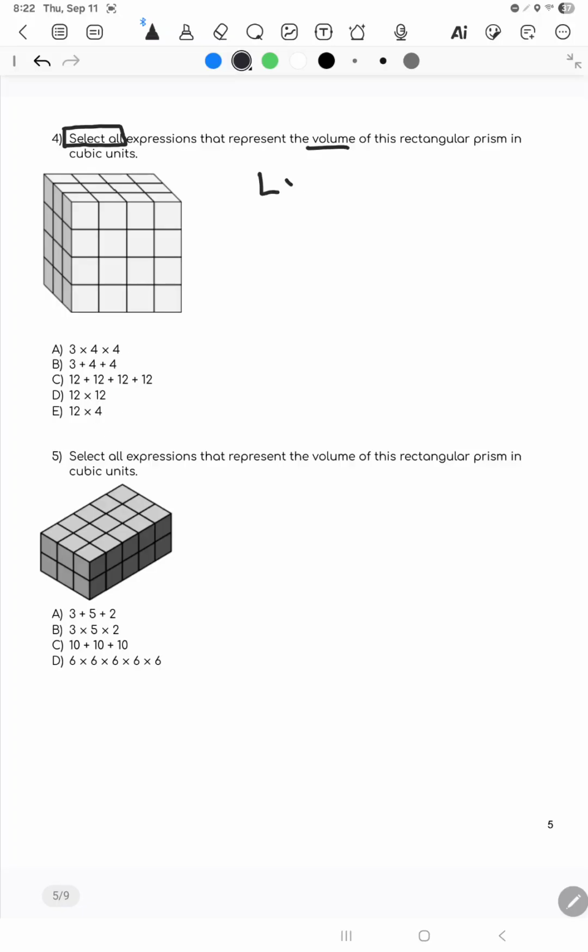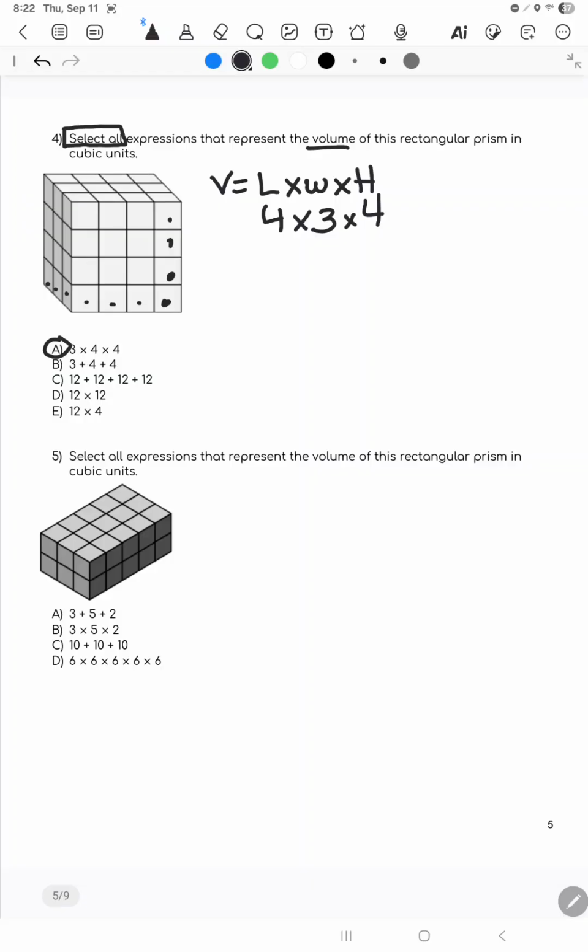So let me start there. Length times width times height is my formula. And I'm going to use the information in the figure. I've got 1, 2, 3, 4 for the length, 1, 2, 3 for the width, and 1, 2, 3, 4 for the height. Do I see that anywhere? 4 times 3 times 4. Sure, the order doesn't matter, but they have all of them there.